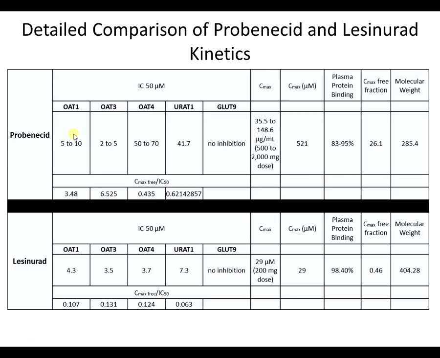Okay, so if we look here, the IC50 of Probenecid for OAT1 and OAT3 is going to be from 5 to 10 here, and then 2 to 5. Somewhere in that range would be what the reports show. For OAT4, it's about 50 to 70. For Urate1, it's about 41.7. So that means there's a much higher affinity and inhibitory potential of Probenecid against OAT1 and OAT3, and those are not the transporters that we desire to inhibit for gout. So that creates a little bit of a problem, actually a significant problem, especially again for drug interactions.